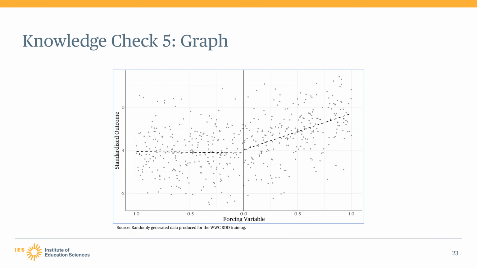Okay, in this graph, the solid vertical line represents the cutoff, and the dashed line represents the functional form of the regression. Recall that the authors reported that they used a linear regression within a justified bandwidth ranging from -1 to 1, and they allowed the relationship between the outcome and the forcing variable to differ on either side of the cutoff. Again, based on this graph, does the study satisfy criterion E of the functional form and bandwidth standard? Your options are A, yes, or B, no. Again, you may want to pause the video now to think about your answer.